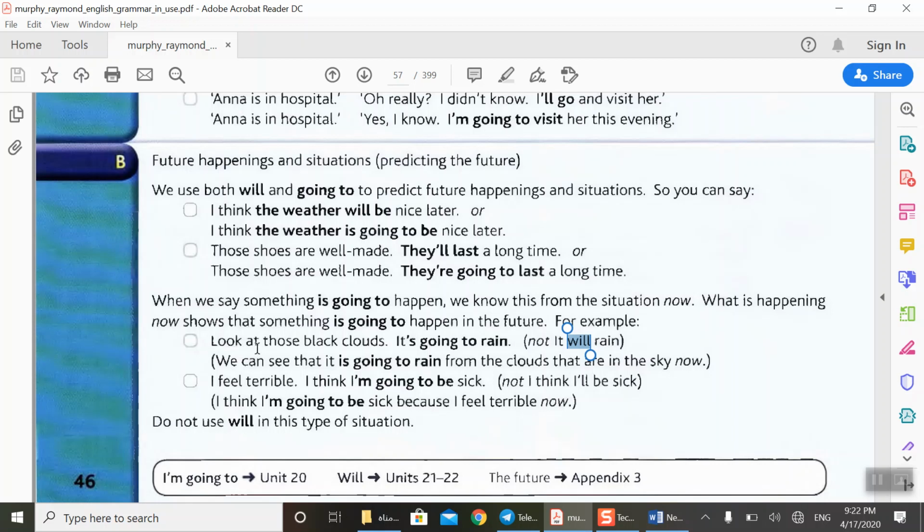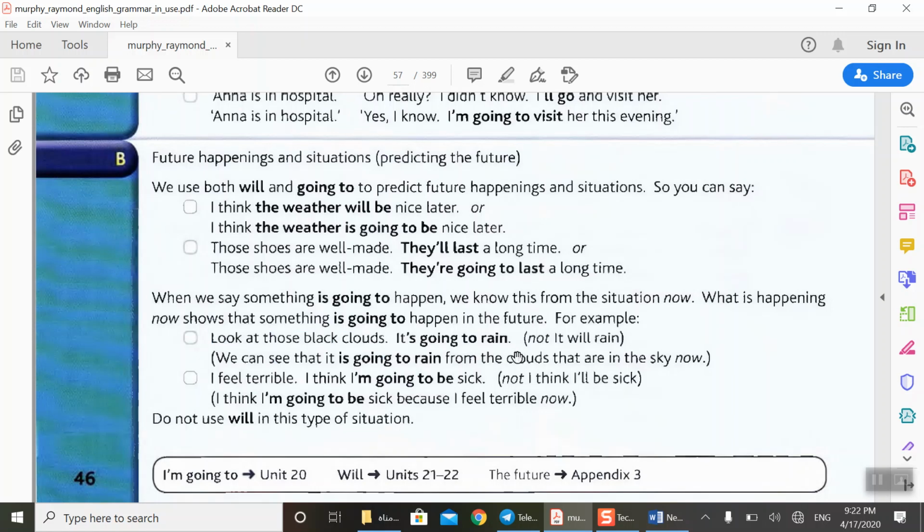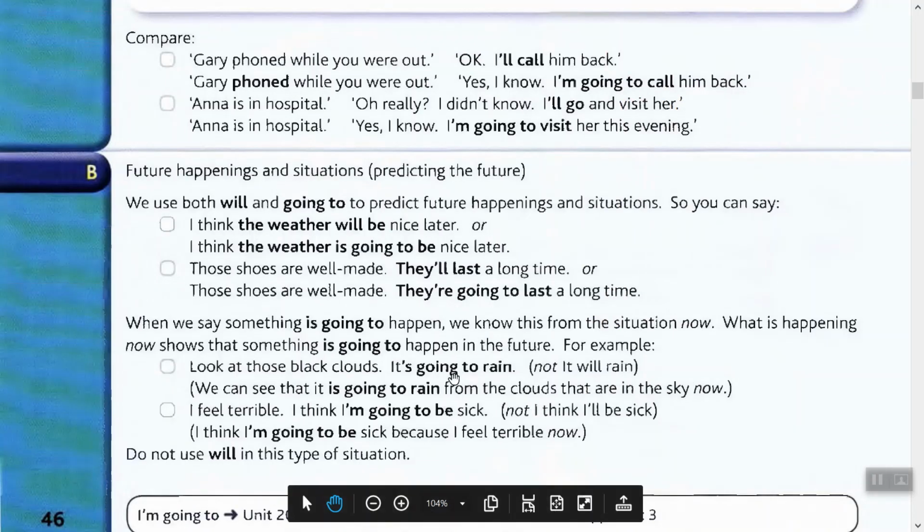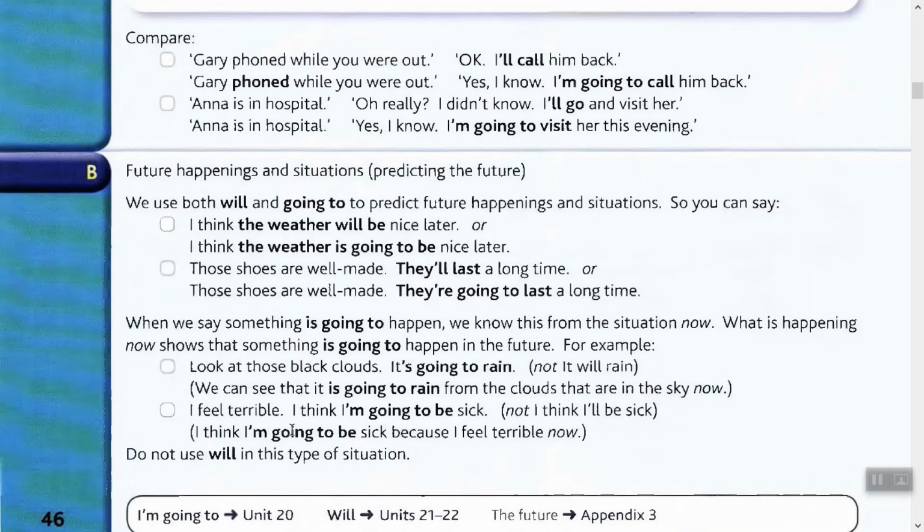But going to is not a prediction. Sure, يعني اكو evidence. مثل ايش? Look at those black clouds. Okay, look at the sky. Black clouds. هذا شنو ساين علامة evidence proof. فإذا شو يقول it is going to rain. We can see that it is going to rain from what? From the clouds. Clouds are a sign or proof.